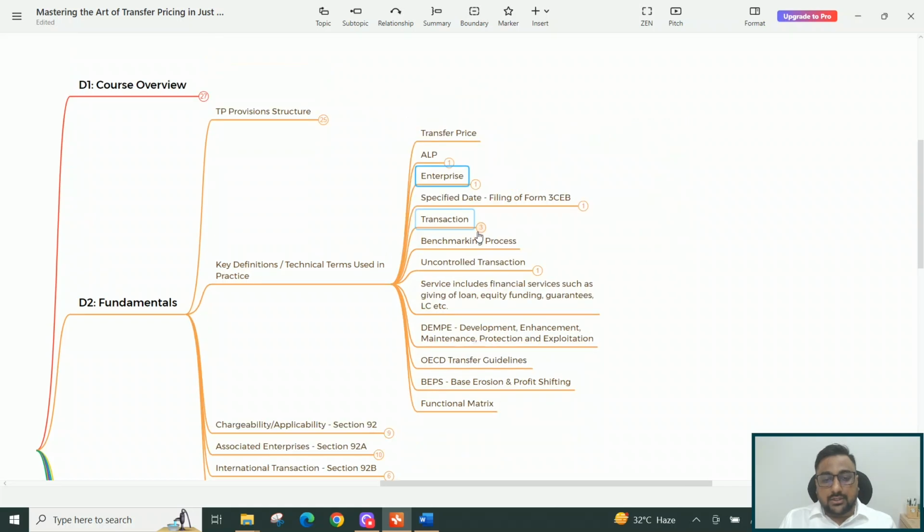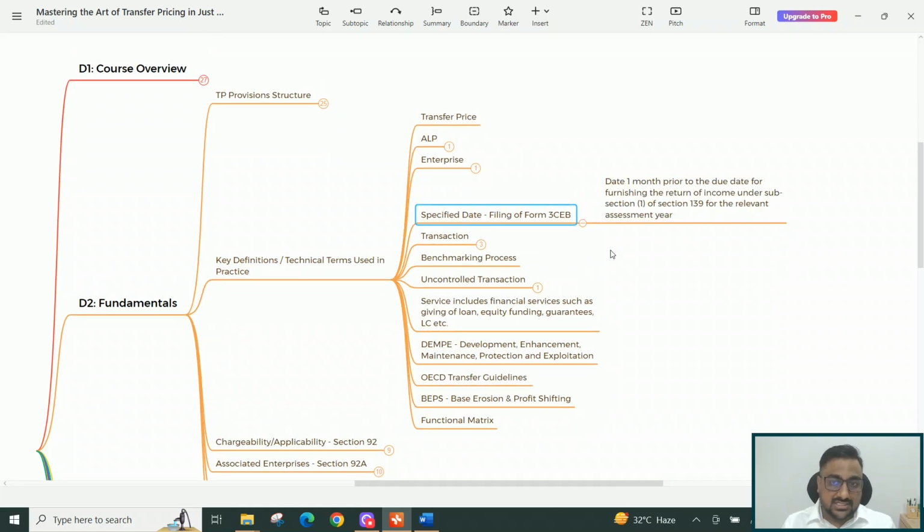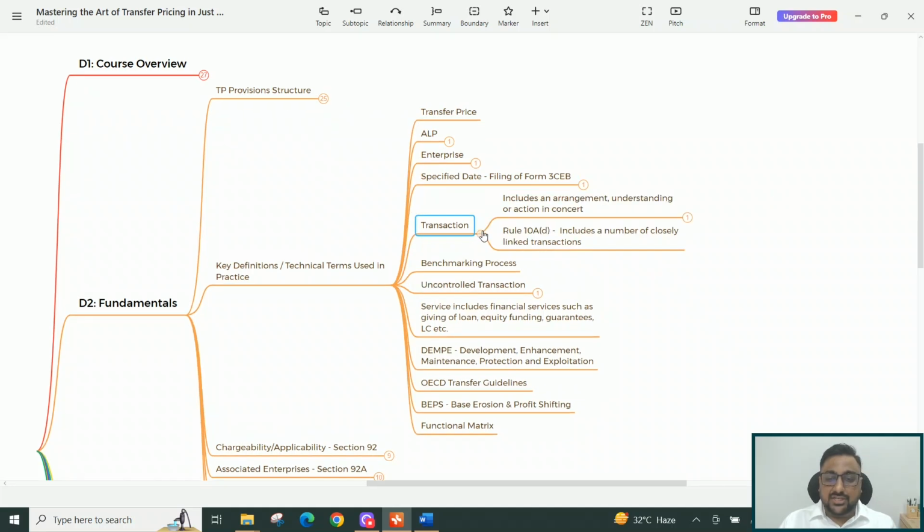Then the Act also defines specified date, which is the due date for filing Form number 3CB, which is the date 1 month prior to the due date for furnishing return of income under section 139(1) for the relevant assessment year. Then there is the definition of transaction.